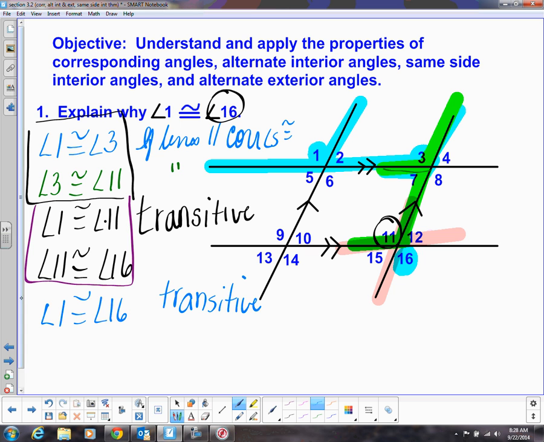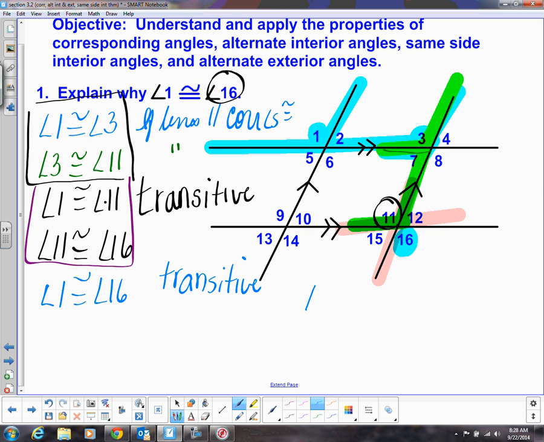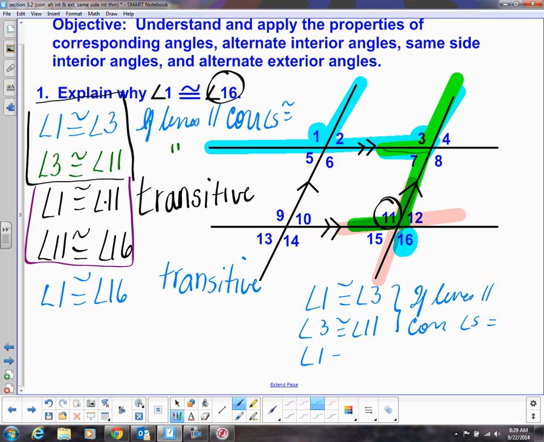So Lucas noticed something. We were at angle 1 congruent to angle 3. We were at angle 3 congruent to angle 11, all right? Both of these were because if lines are parallel, corresponding angles are equal. Then we said angle 1 is congruent to angle 11, and that was transitive. Now this is where Lucas would have gone in a different direction. He saw angle 3 and angle 16.